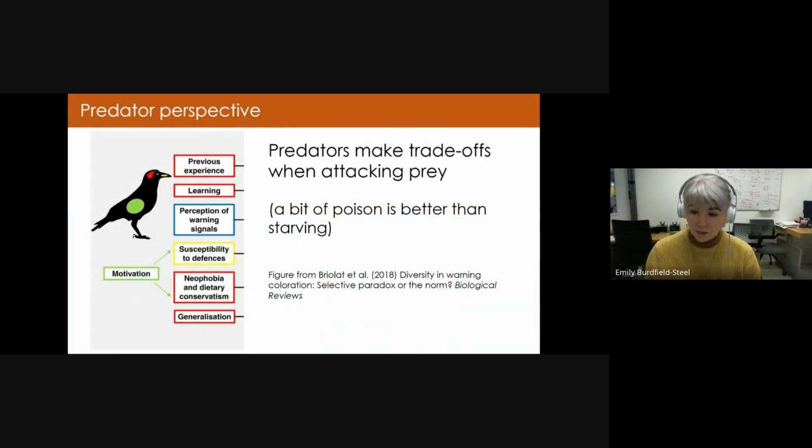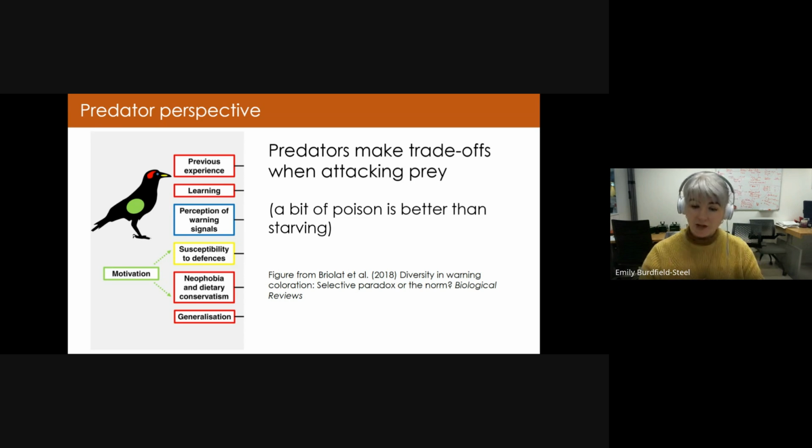And for example, we know, and here I'm talking about birds a lot, because for visually signaling aposematic prey, birds are the big predators. They're the main ones because they're visual hunters. And we know that they make trade-offs, for example, when attacking prey. So it's not just the experience they've had in their life that affects whether they'll attack a defended prey. It's also how they themselves are doing. And we know that, for example, they will trade off certain amounts of chemical defense against nutritional content. So if a prey is a bit toxic but very nutritious, they may still attack it.